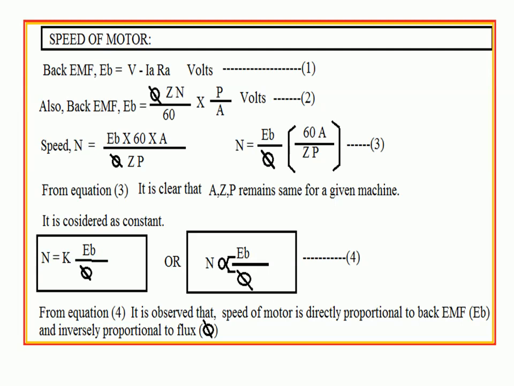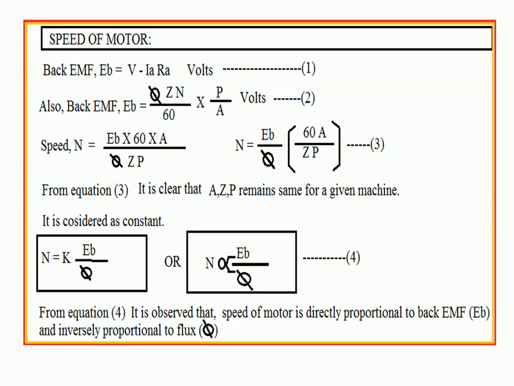Already we know A is the number of parallel paths, P is the number of poles, phi is the flux per pole, and Z is the total number of armature conductors. From the above equation we can put N equal to Eb divided by phi, under bracket number of parallel paths, conductors, number of poles. So for a given machine, the number of parallel paths, number of conductors and number of poles remain the same, and are taken as a constant factor.